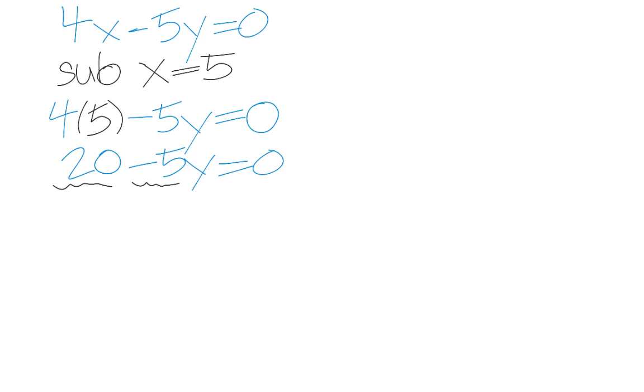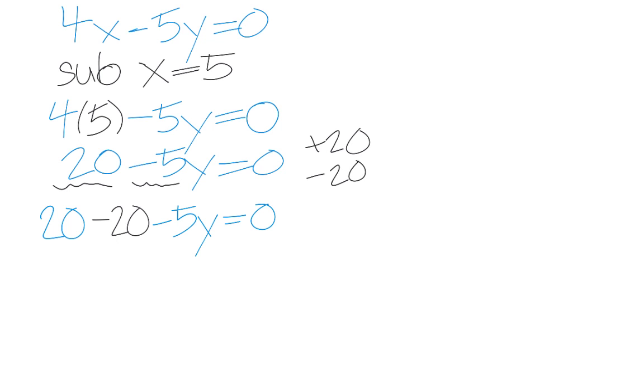Let's get rid of the 20 first. If you look closely, this 20 is positive 20. The opposite of positive 20 is negative 20. Therefore, I want to subtract 20 from both sides of this equation. Everything else stays exactly the same. 20 subtract 20 is 0, so that effectively cancels out. What I'm left with is negative 5y is equal to 0 minus 20, and 0 minus 20 is just negative 20.